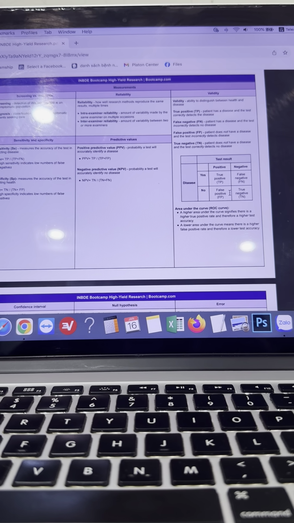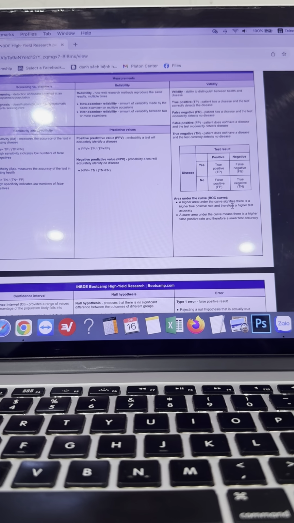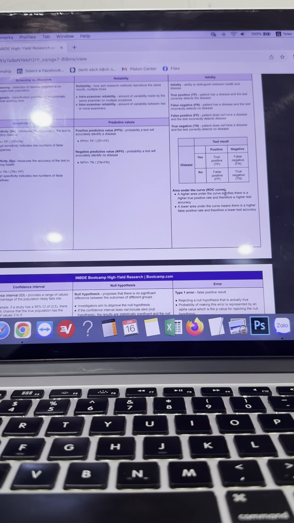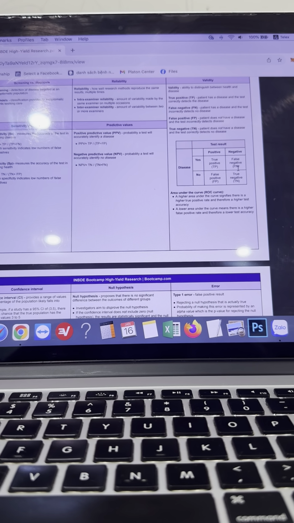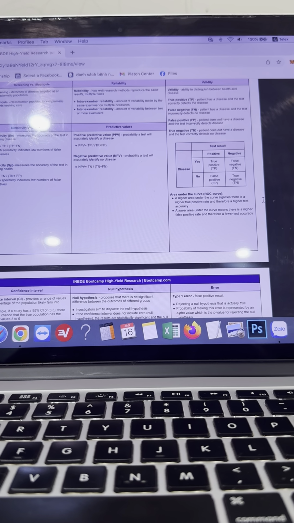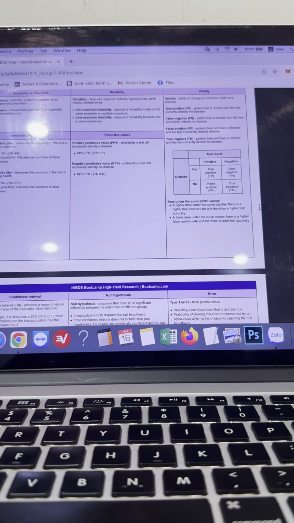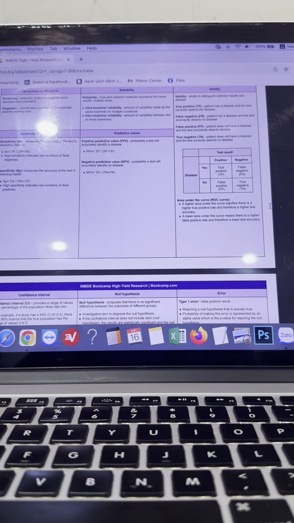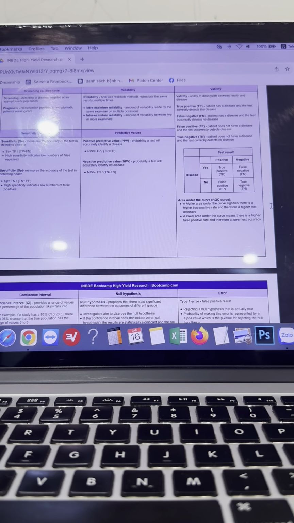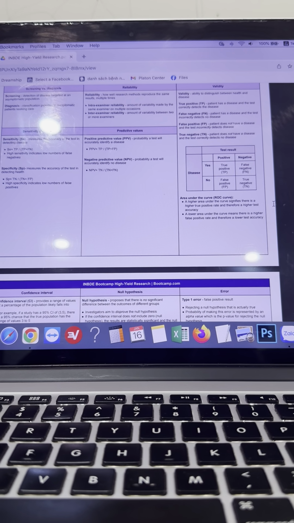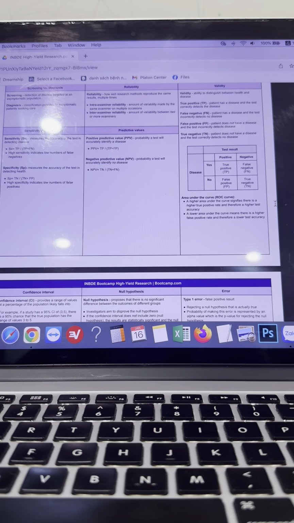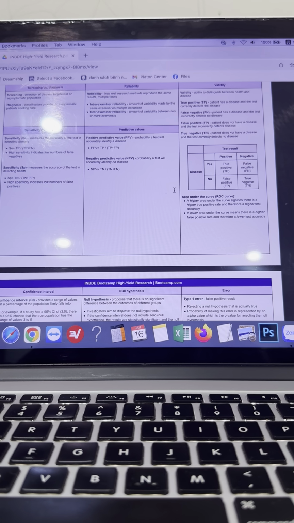True positive, false negative, area under the curve. A higher area under the curve signifies a higher true positive rate and therefore higher test accuracy. A lower area under the curve means there is a higher false positive rate and therefore lower test accuracy.